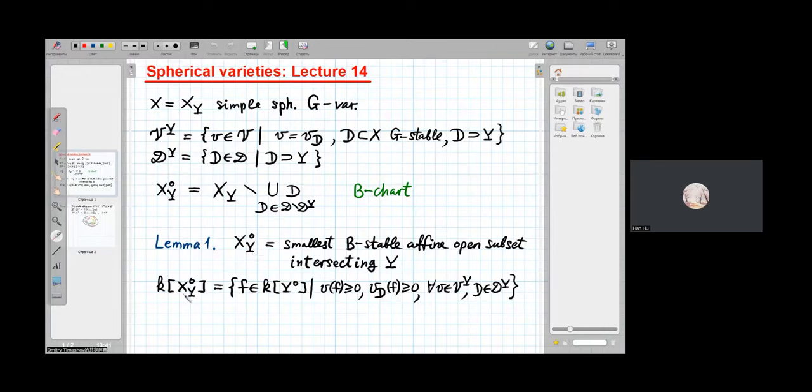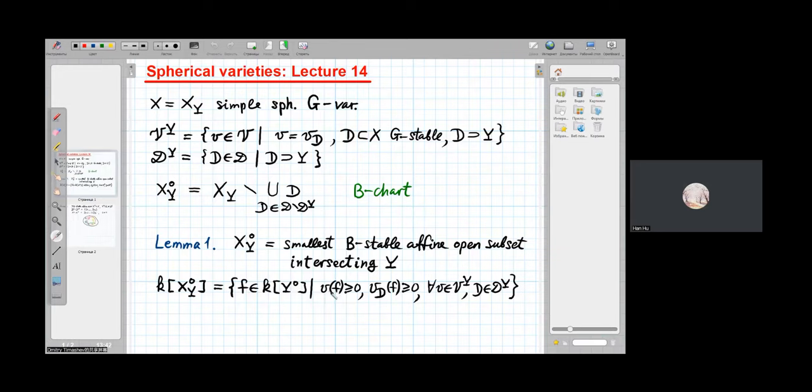The coordinate algebra of this open B-chart can be described as the set of all functions which have B-stable poles. That means that they are regular on the open B orbit. Recall that Y upper node is the notation for the open B orbit sitting in the open G orbit. So these functions may have poles only outside it. So the poles are B-stable. And also they cannot have poles on divisors intersecting this B-chart.